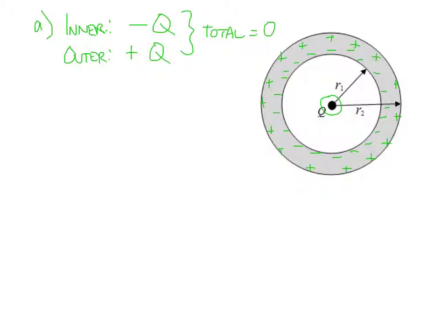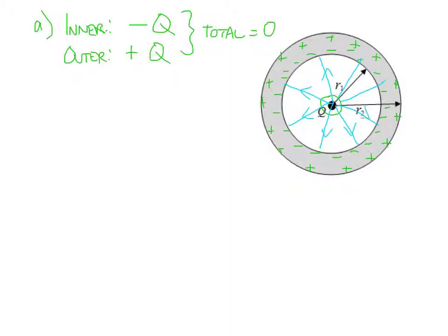So we know electric field lines come out of positive charges and go into negative charges. So I can start by drawing some field lines from the positive charge at the center to the negative charges on the inner shell of the conductor. And put the electric field line arrows in the direction they're going.